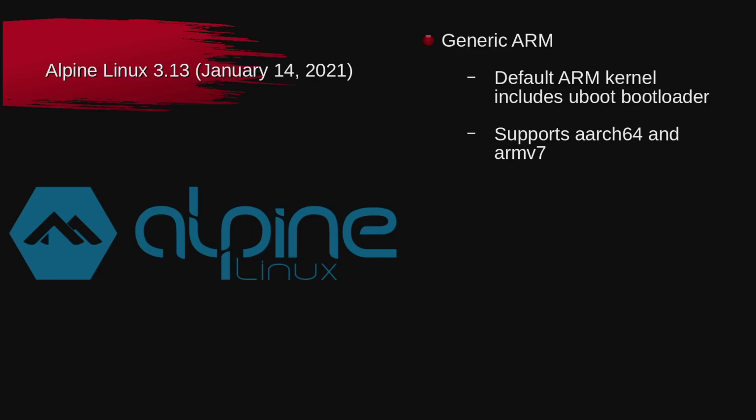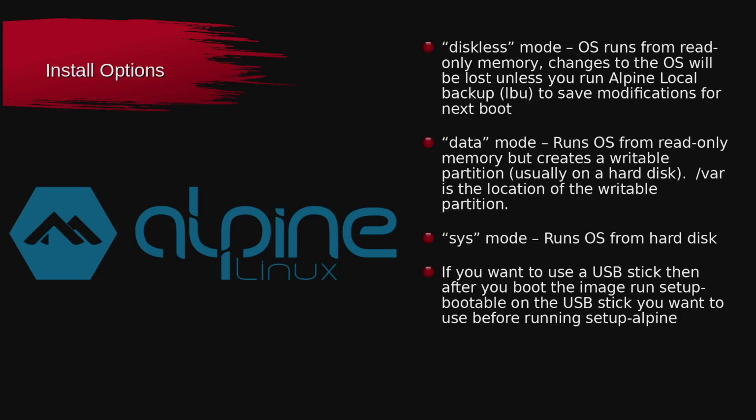And that supports, of course, the Arch 64 and ARM version 7. So you have both 32-bit and 64-bit ARM support there. There are a number of modes that you can install. There's the diskless mode, which the OS runs from read-only memory. Changes to the OS will be lost.